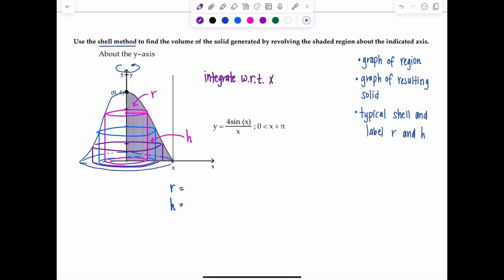Another way, if you're just horribly confused, you can say, okay, I'm spinning around the y-axis. If I was in the previous lesson, I would have sliced perpendicular and integrated with respect to y. So since we're doing shells the other way, then I'm going to integrate with respect to x. That works for some people. Not my favorite thing to say, but you know what? Whatever works for you. It's not like this is easy stuff.